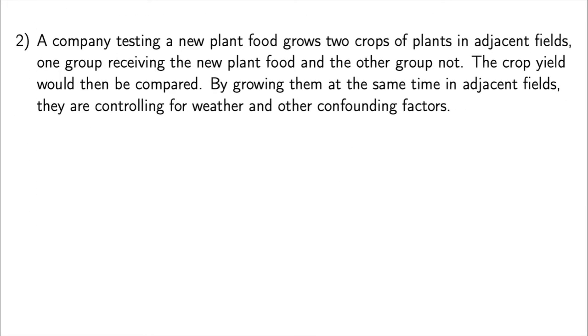Here we've got a company testing a new plant food. It grows 2 crops of plants in adjacent fields, one group receiving the new plant food and the other group not. The crop yield would then be compared. By growing them at the same time in adjacent fields, it's got the same area, kind of the same temperature, same weather, all that stuff. So we've got the control group, which is the one that doesn't get the new plant food, and the treatment group, which does get the new plant food. These groups are as similar as possible, and the only difference that we're really aware of is the type of food that they're getting, and that helps us to compare the effect.